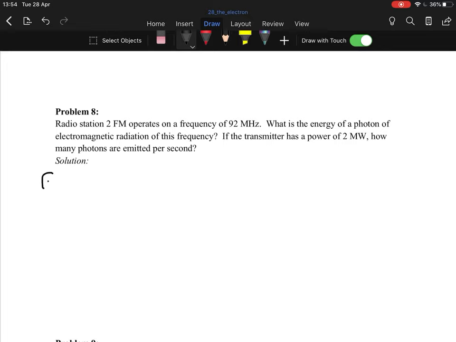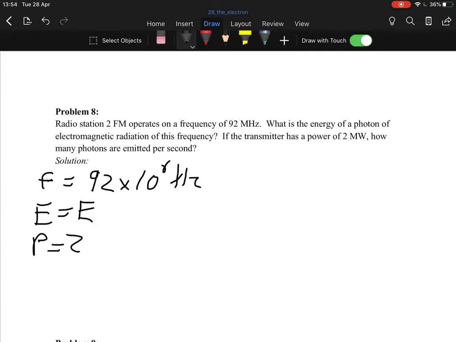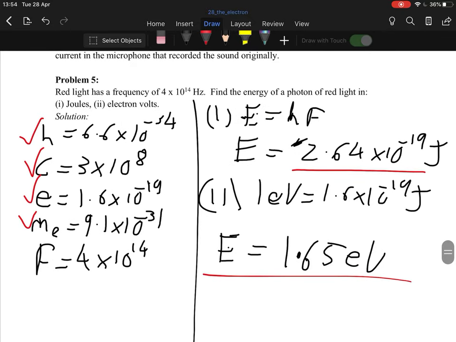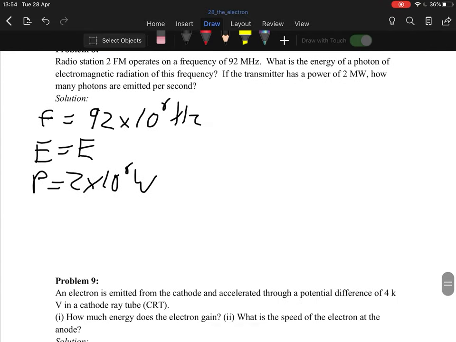So, problem 8. Radio station 2FM operates on a frequency of 92 megahertz. Okay, so frequency F equals 92 by 10 to the 6 hertz. What is the energy of a photon of electromagnetic radiation? So we'll go for E. If the transmitter has a power, so P equals 2 by 10 to the 6 watts, how many photons are emitted per second? Okay. And again, remember, we also have these four values, 6.6, 3.10, 1.6, 9.1. Okay, so we have all those values as well. I just don't want to write them out because it's awkward enough with this pen.